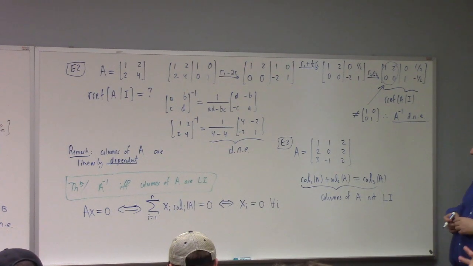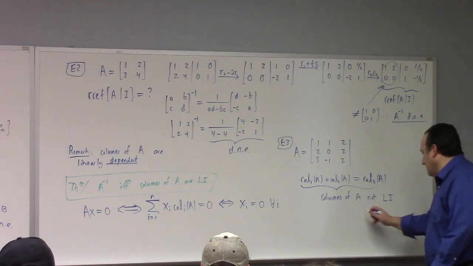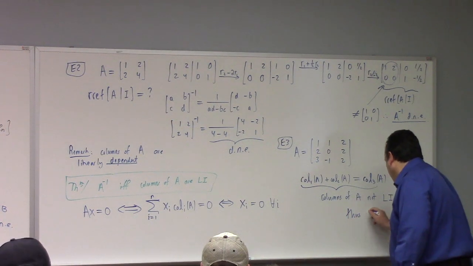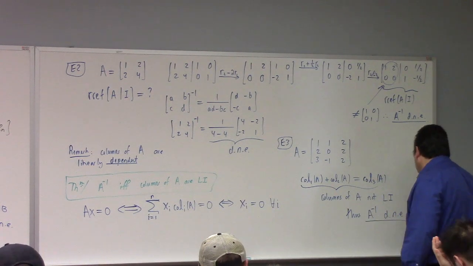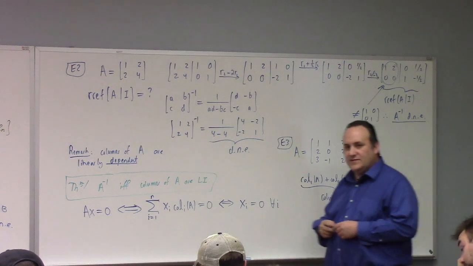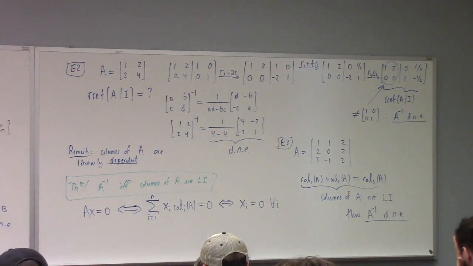Fine, like whatever. But the point is that the columns of A are not linearly independent. Therefore, A inverse does not exist, right? And that can save me a whole lot of calculation, because actually calculating the reduced row echelon form of a 3 by 3 matrix, slapping the identity on, well, that's kind of a pain, right? All right.